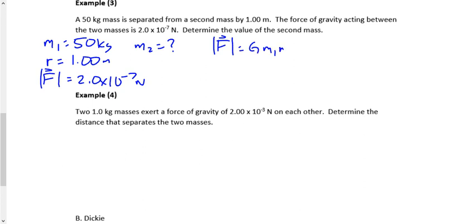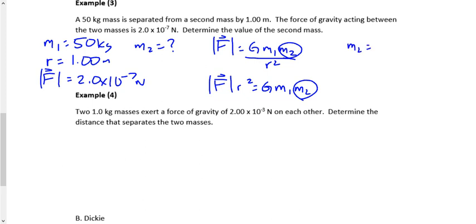I get F is equal to GM1 M2 over R squared. Solve for M2 means I've got to take the R squared over by multiplying first. F times R squared is equal to GM1 M2. Solving for M2, I've got to take G and M1 over by dividing. That gives me an equation of F times R squared divided by G times M1.